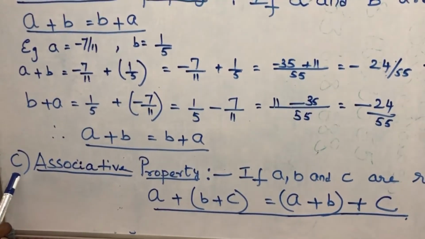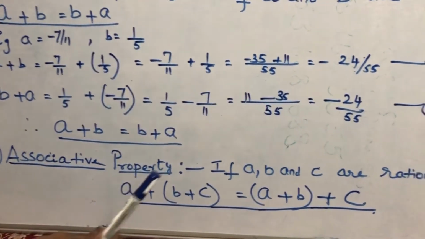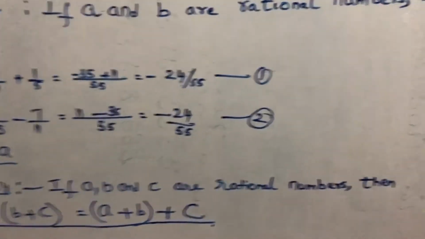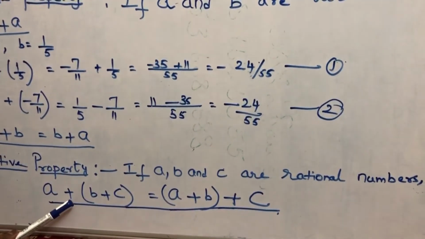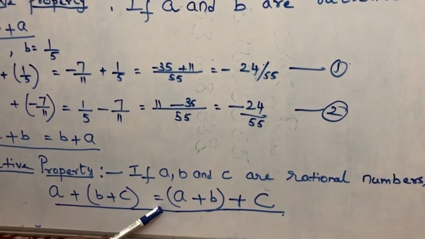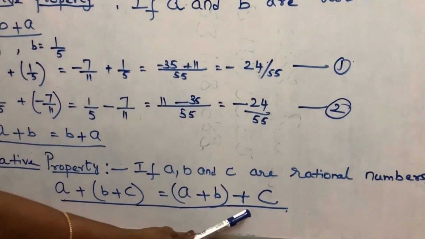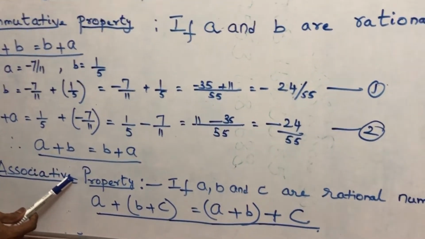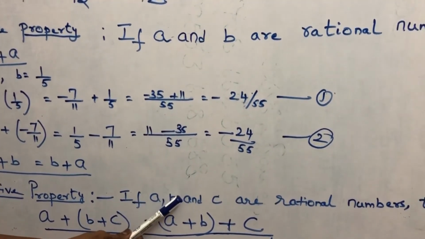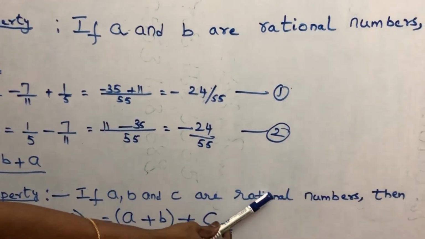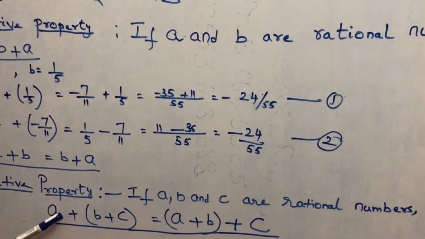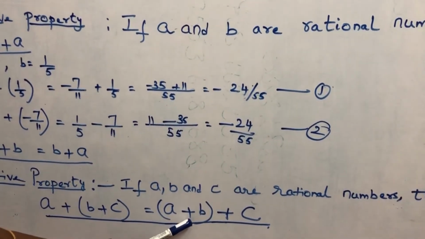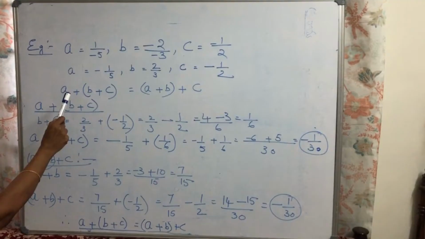The third property for you, children, is the associative property. The associative property deals with three rational numbers. If a, b and c are rational numbers, then (a plus b) plus c is equal to a plus (b plus c).